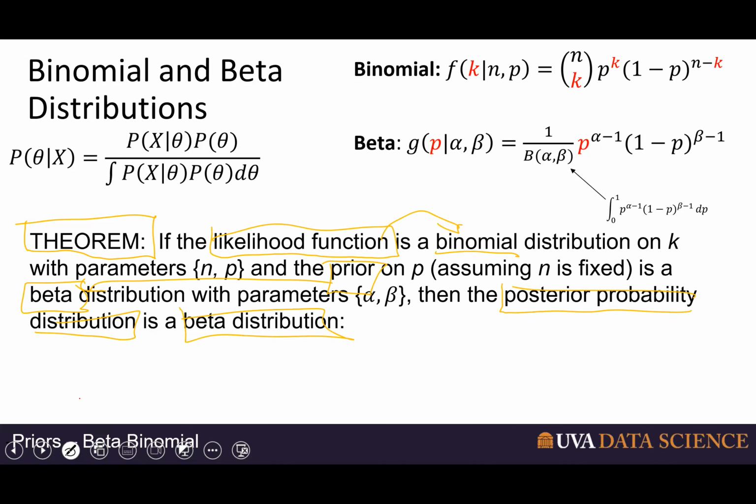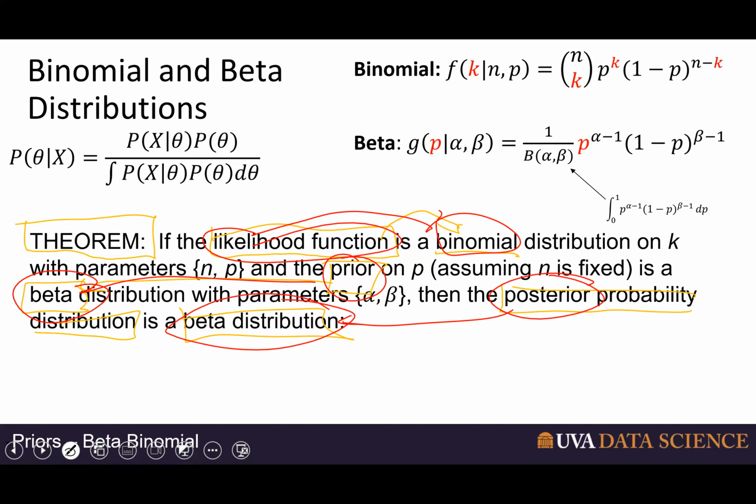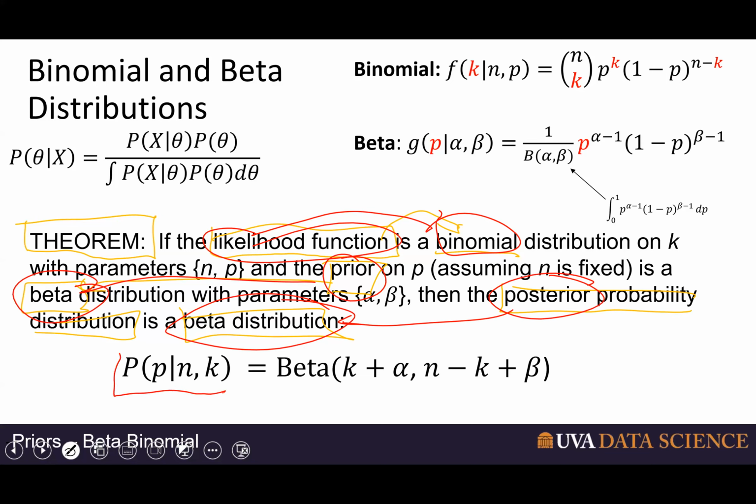So here's the big part. The likelihood is a binomial. The prior is a beta. The posterior becomes also a beta, right? And in fact, we don't have to do any estimating. We know the closed formula for it, the exact formula for it. Here's the exact formula. The posterior probability distribution on P is given by that. It's a beta distribution with these parameters.